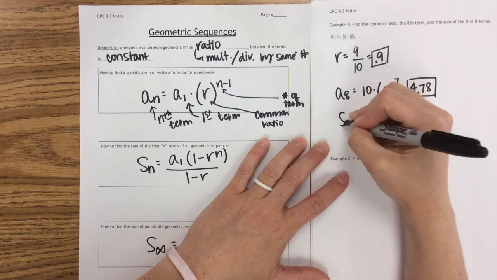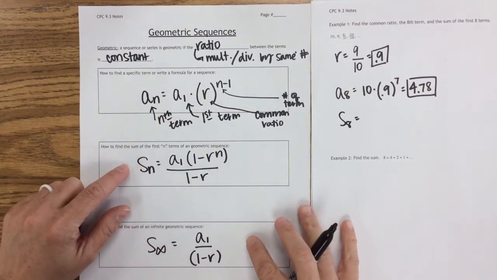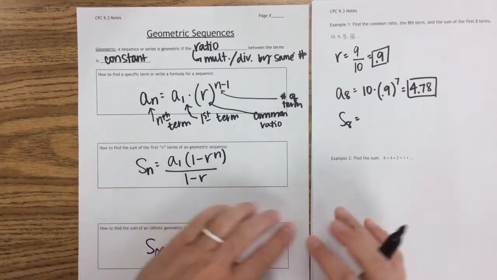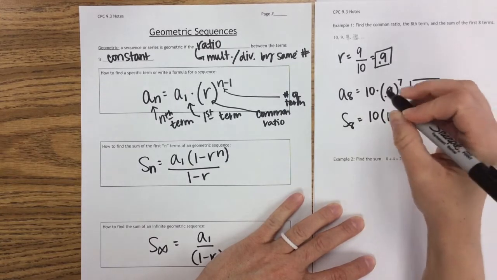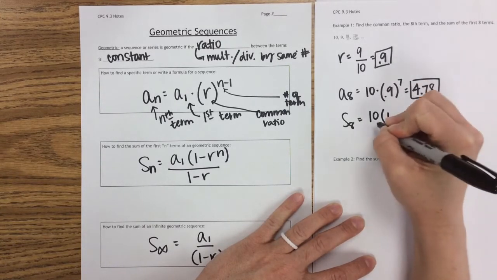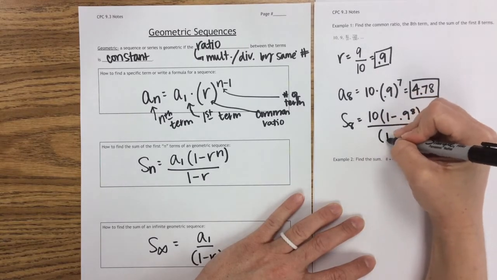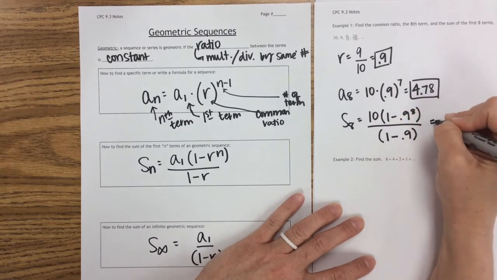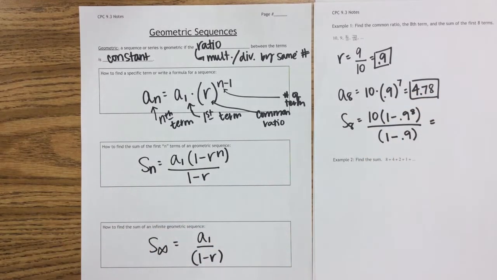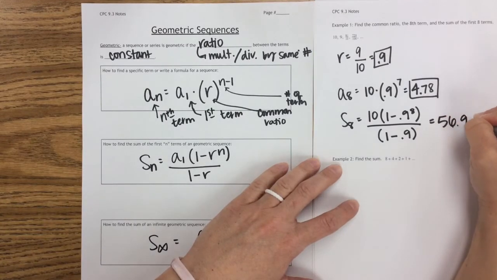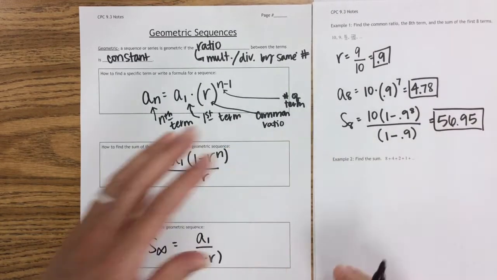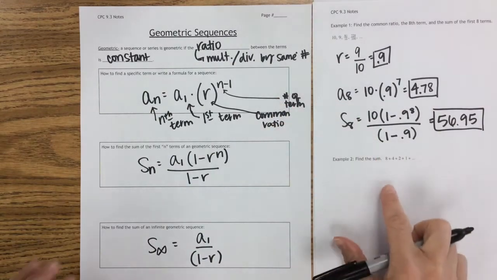The sum of the first 8 terms, it's finite. We want 8 terms, so we use this formula. We'll take the first term, which is 10, times 1 minus the common ratio to the nth power, and n is 8, because we want 8 terms, over 1 minus the common ratio. I'm just going to take all that and plug it in. And I get 56.95. So that's how to use these first 2 formulas. Now we'll do this one.